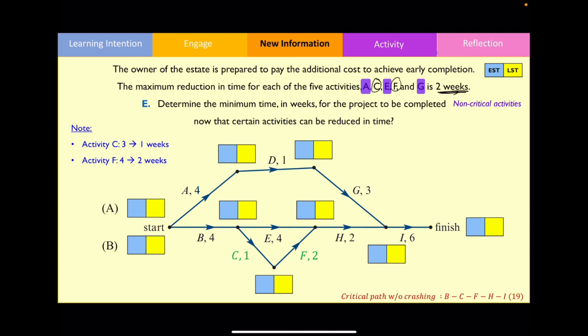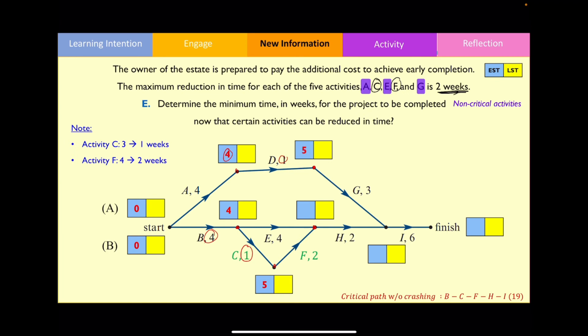What I'm going to do now is complete a forward and a backward scan to identify the minimum completion time and the critical path. In this example, the earliest starting time for activities A and B again will be 0. The earliest starting time for activity D is going to be after 4 weeks. The earliest starting time for activities C and E will be after 4 weeks. The earliest starting time for activity F will be found by going 1 plus 4, which is after 5 weeks. The earliest starting time for activity G can be found by going 4 plus 1, which is going to be 5 weeks.